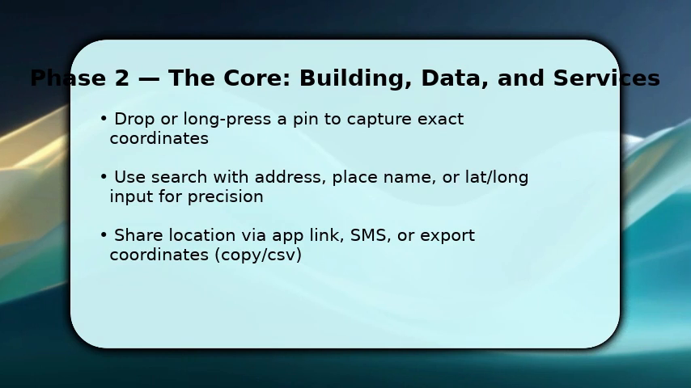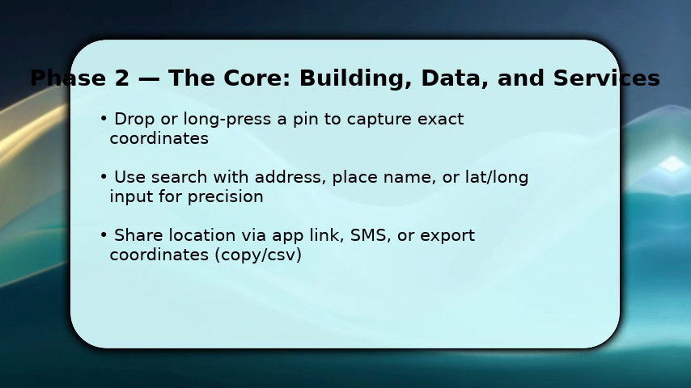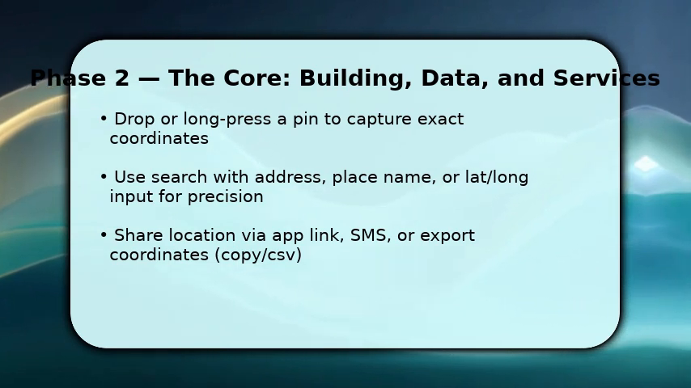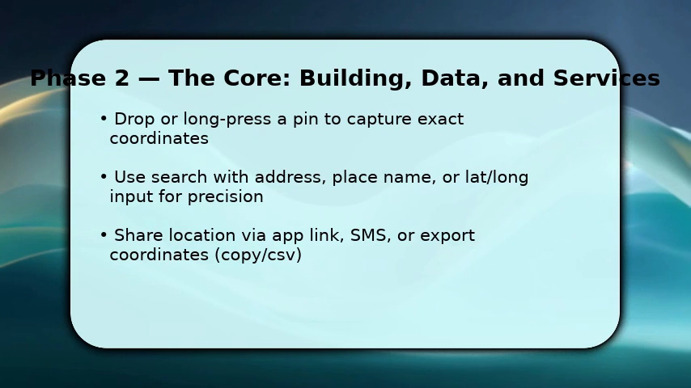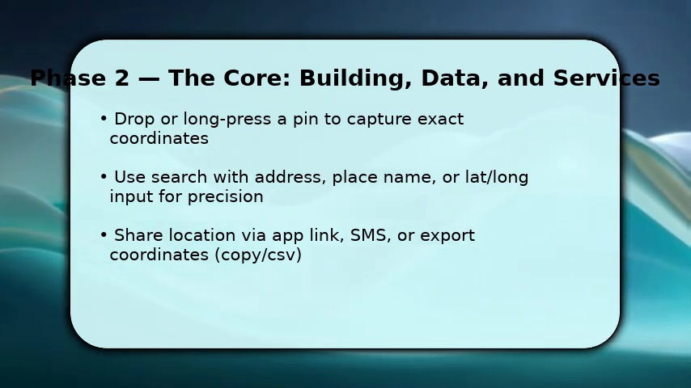Drop a pin or long press the map to capture exact coordinates. This gives you a stable reference point to navigate from. Then, if you need precision, type lat/long or a full address into search. The app recenters and offers directions.